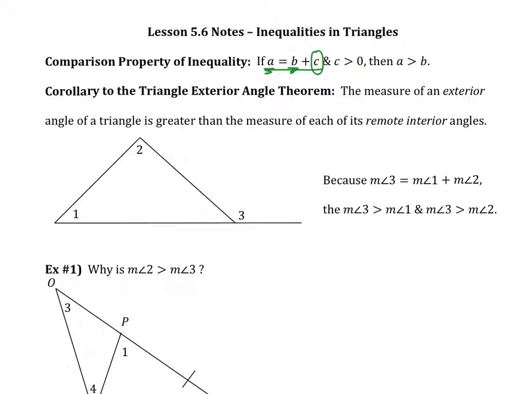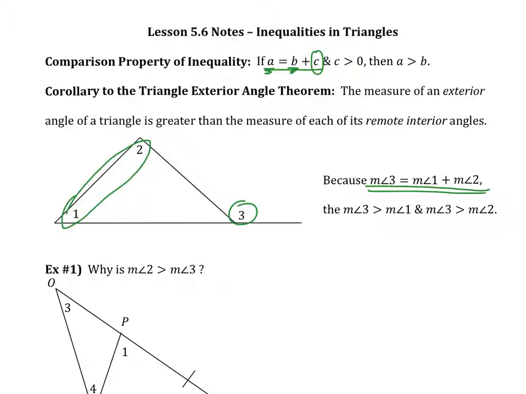And then there's a little corollary to the triangle exterior angle theorem that comes into play with that. If you remember the exterior angle theorem, what did that say? It said that the two remote interiors had to equal the exterior. If we're looking at this picture, the measure of angle 3 has to equal the measure of angle 1 plus the measure of angle 2, right? Add the two together and it will equal the exterior associated with those two angles.